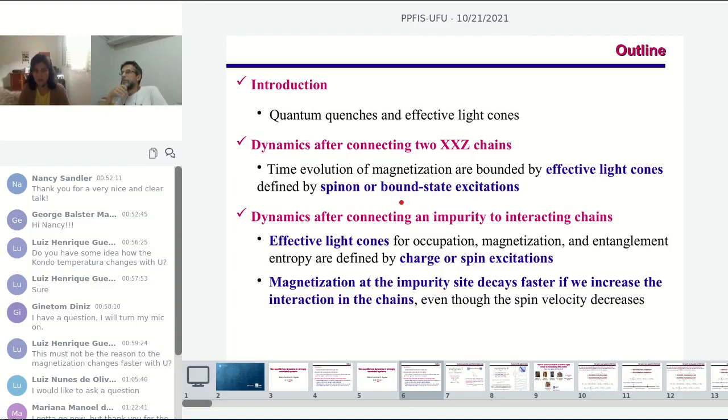We also see effective light cones, but more interestingly, we saw that the magnetization at the impurity site decays as a function of time, and it decays faster if we increase the interactions in the chains. Okay, I will give more details along the talk.